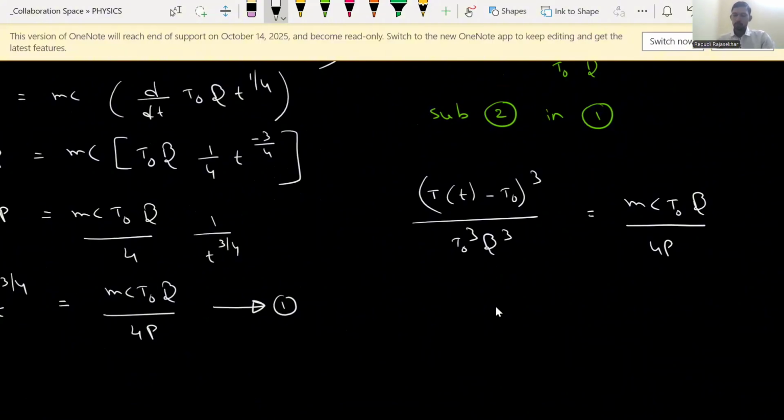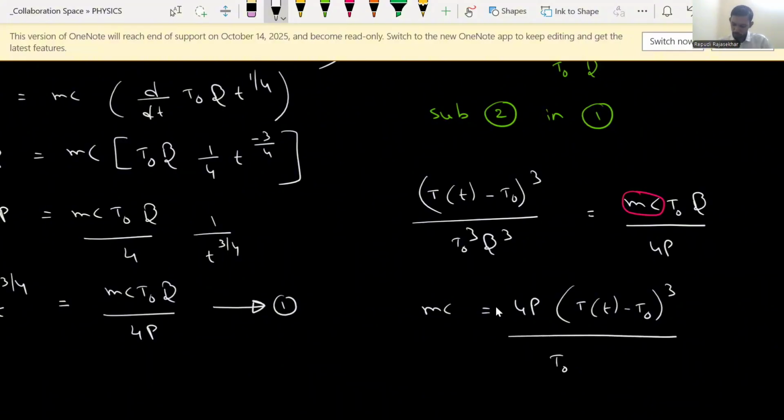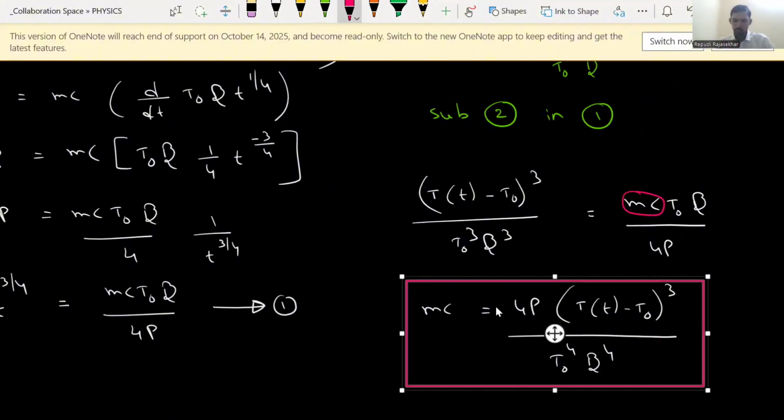Right. Now they're asking specific capacity, meaning heat capacity or thermal capacity. That means we need to get the mc value. So find out the equation: mc equals 4p times t minus t naught whole cube, whole divided by t power 4. This becomes t naught power 4 into beta power 4. So this is the final required result for the given question. So mc equals this much.